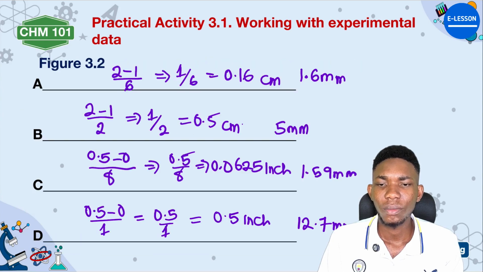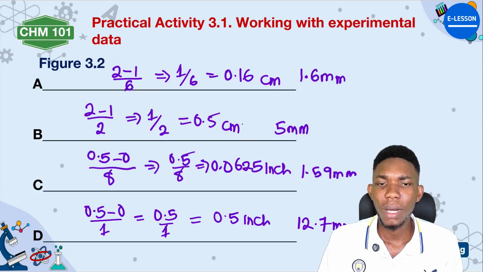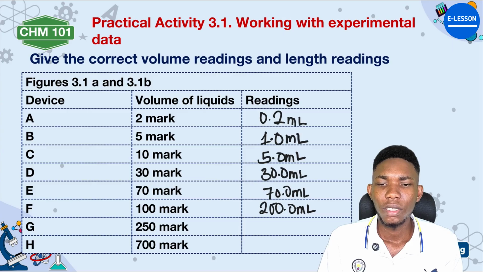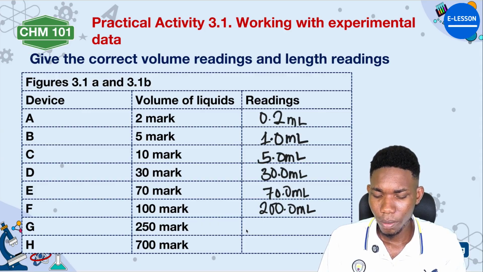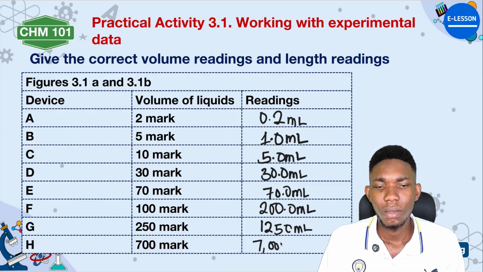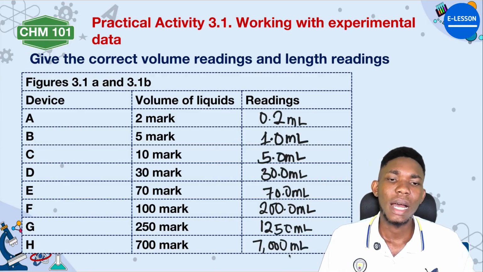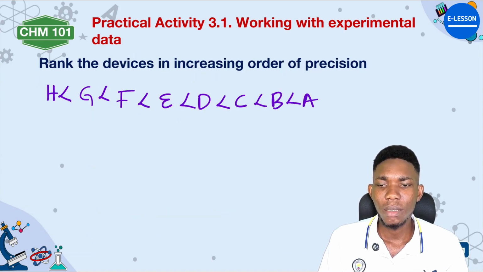And then for this one, G is 5 mil. At the 500 mark, G will be like 5 times 250. What will it become? 1,250 mil. And therefore H is going to be 7,000 mil at that mark. Is that okay? So that's basically what you should do in this particular one.